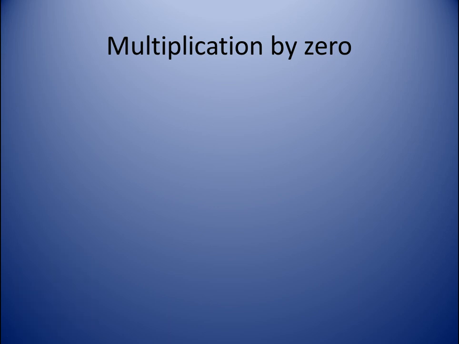Now, multiplication by 0. If you do any multiplication by 0, like 2 into 0, or minus 2 into 0, or 23 into 0, or even a long number, 23,400 into 0, the answer will be 0. If you multiply 23,400 into 0 also, the answer will be 0.